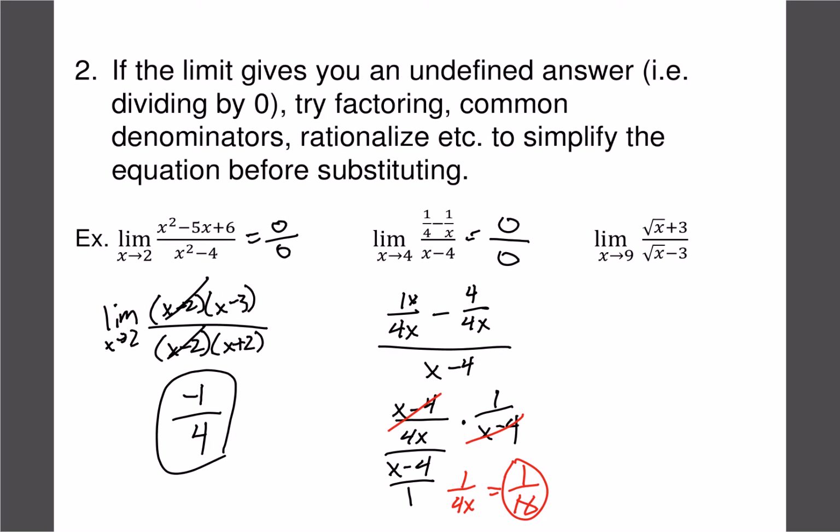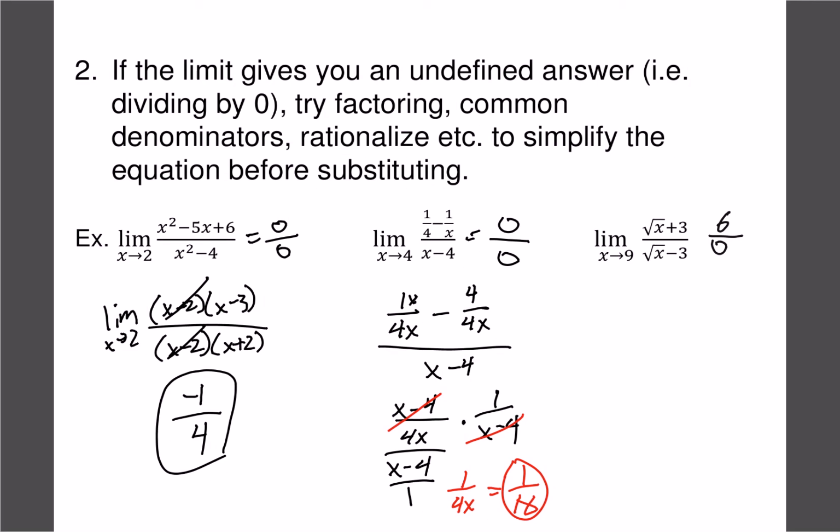All right, let's try the last one. Plug in a 9 again, we get root 9, which is 3, plus 3 would be 6. Plug in a 9 on the bottom, we get 3 minus 3, which would be 0. Remember, I can't divide by 0. So again, maybe we're running into these issues. So let's try rationalizing this time and see what happens.